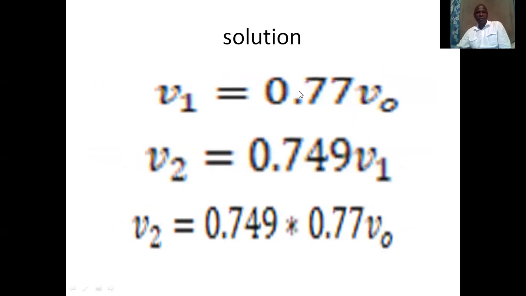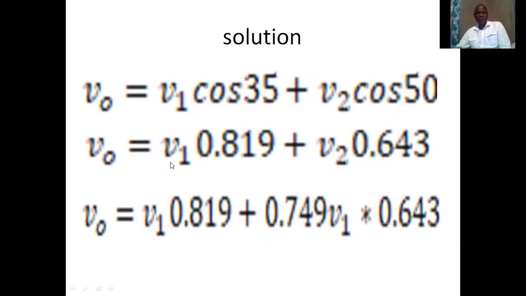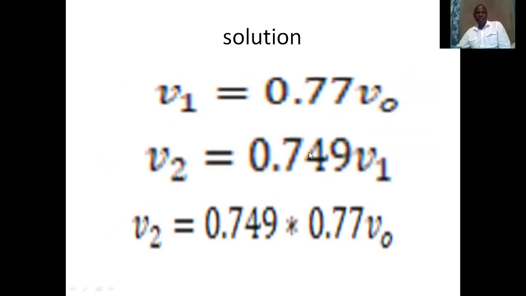V1 is equal to 0.77 V0. So we have found that V1, after adding this, is equal to 0.77 V initial, or velocity initial.